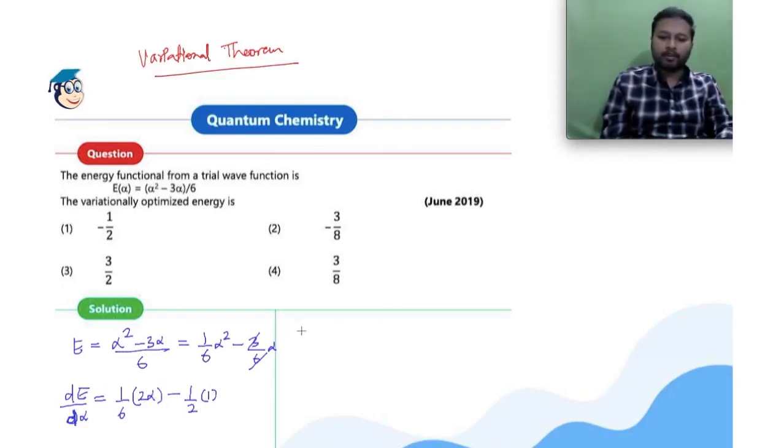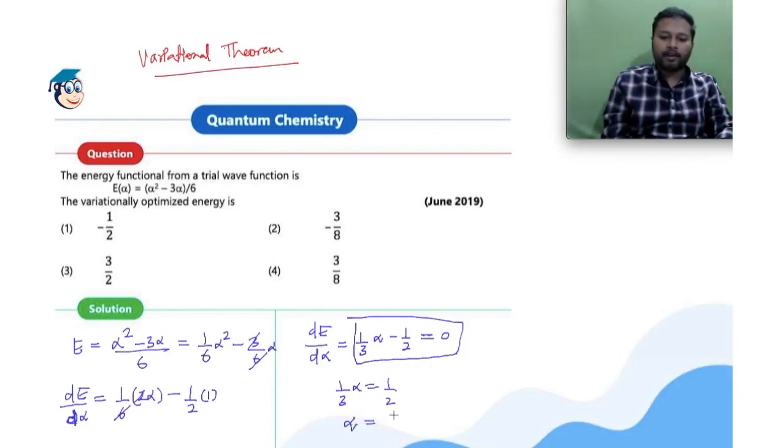So I'll just write down over here on the other side. So dE by d alpha is going to be, this you can cancel out, so it will be 1 by 3 alpha minus 1 by 2. So this is what I am going to get. Now what I have to do is just equate it equal to 0. I just have to solve this much to get the value of alpha. That's it. So I'll take it to the other side. So I'll get 1 by 3 alpha is equal to 1 by 2, or I can say that alpha is equal to 3 by 2. So this is going to be the value of alpha which I will get.